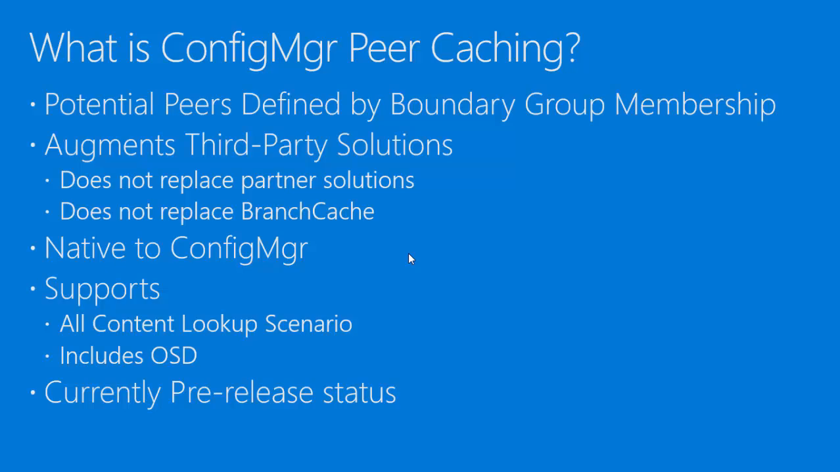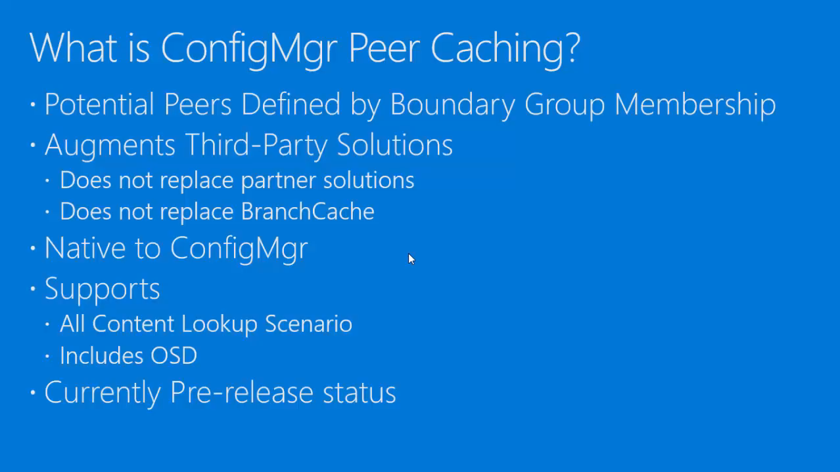So ConfigMgr peer cache, when it was first introduced, an often asked question was, okay, does this replace branch cache, or does it replace third-party solutions? The answer is not at all. This is a solution that augments what other third-party solutions or even branch cache you might have in your environment. It does some things that are similar to these third-party solutions in branch cache. These third-party solutions and branch cache offer some differences as well. So you'd want to evaluate it all together. And again, not really viewed as a replacement scenario, more of an augmentation scenario alongside our third-party partners in our own product, branch cache.